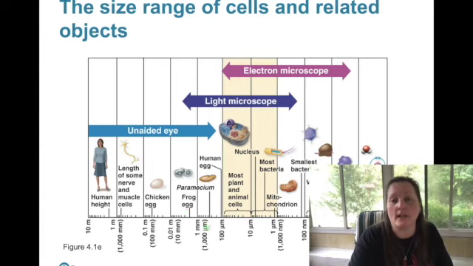And you can use the light microscope all the way down here to bacteria. So most bacteria right here. The smallest bacteria is just outside the range because the light microscope is going to have its limits. But most of the things the average person is going to look at is right here.